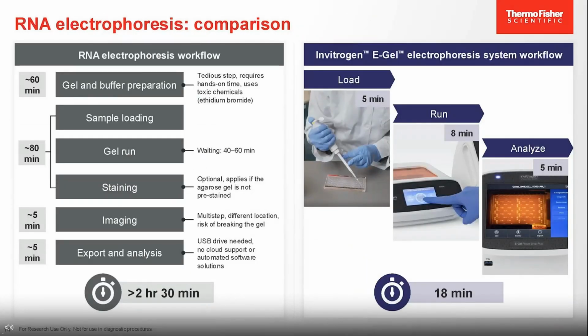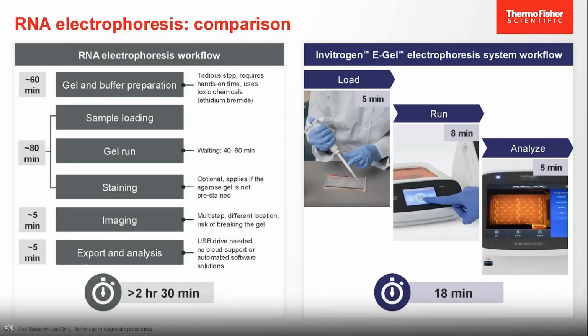So how does it compare? Generally speaking, I'm sure that you probably recognize the right side of this slide, because I showed that at the very beginning, because it still applies. With the traditional RNA workflow, we have about 60 minutes for the gel preparation, which is just some hands-on work, but a lot of time just waiting for the gel to set. Then you have the RNA sample preparation with the gel run, which is an additional 80 minutes.